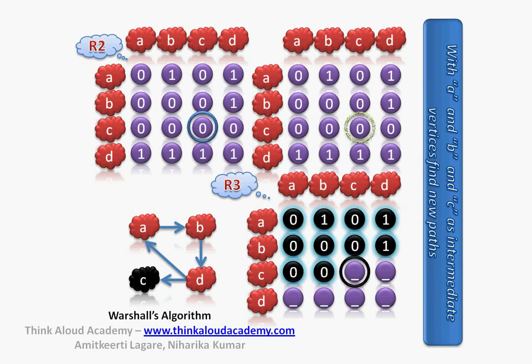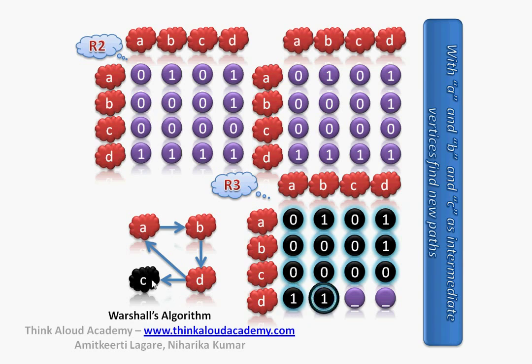Then for A to C, first A to C and C to C. Since A to C is 0, this value becomes a 0. And for A to D, there's already a 1 here, so I don't want to use C as an intermediate vertex. So this is already a 1, so I'll simply write 1 here.